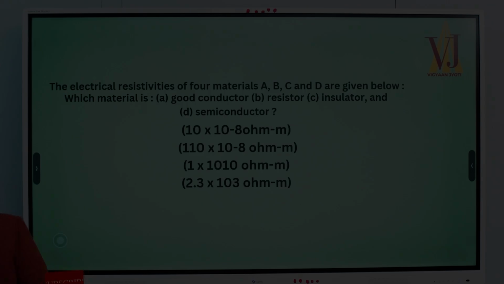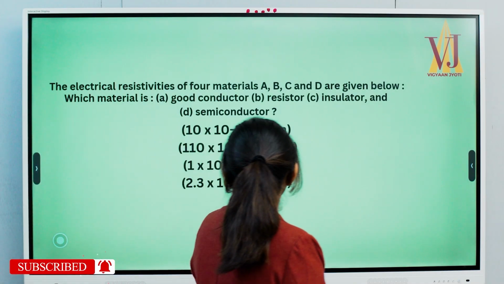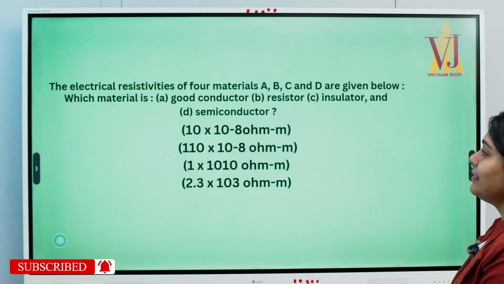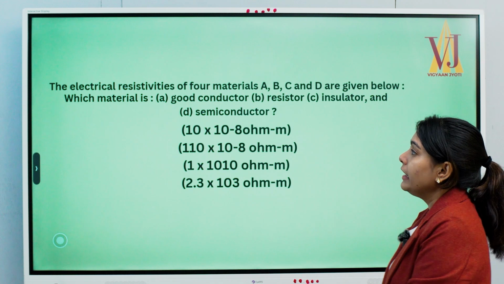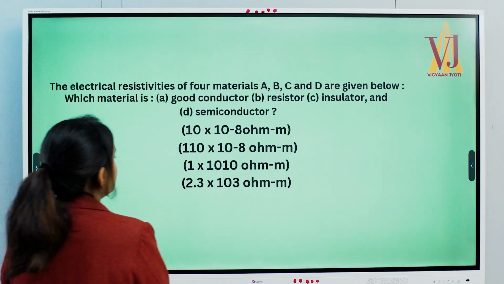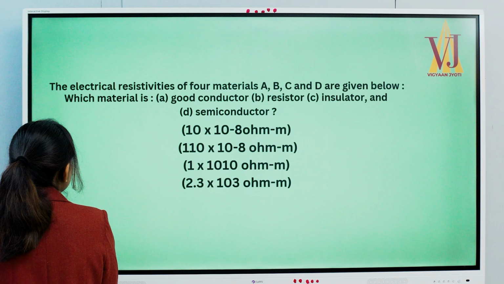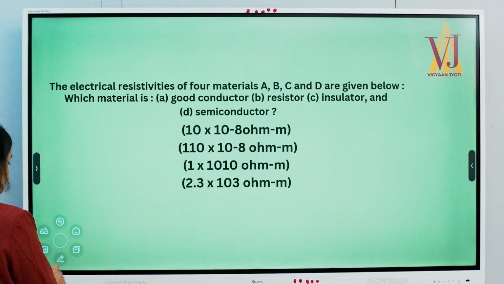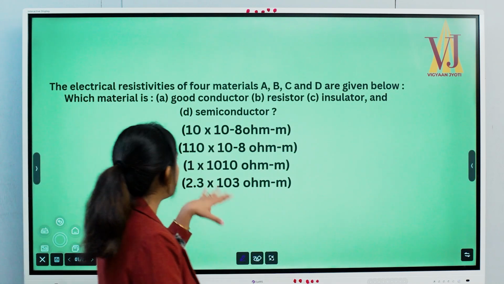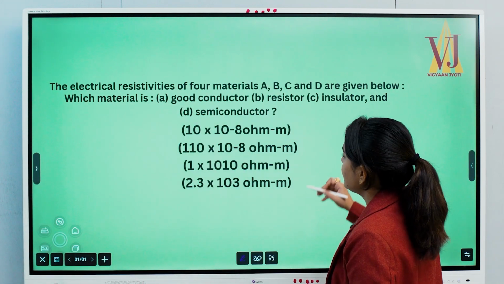Clear? Okay, this is an interesting question. Electrical resistivity is all very interesting, but this is a bit of a change. The electrical resistivities of 4 materials, A, B, C, D, are given below. Which material is a good conductor, resistor, insulator and semiconductor? Okay. First of all, the presentation here is a bit mistaken.